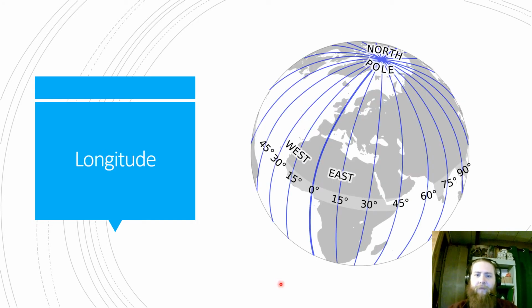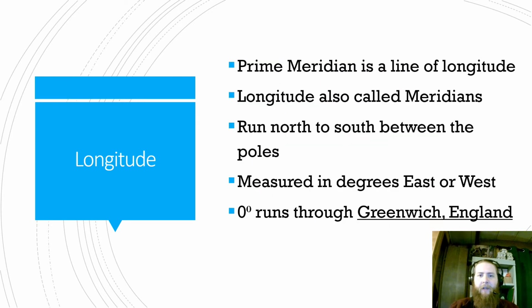Longitude lines go up and down on the map, and the numbers get bigger on either side of the prime meridian. The prime meridian is the one we start on. It's our main line of longitude. Lines of longitude are also called meridians. So when we talk about meridians, we're actually talking about lines of longitude. They run north and south, and they connect the poles.